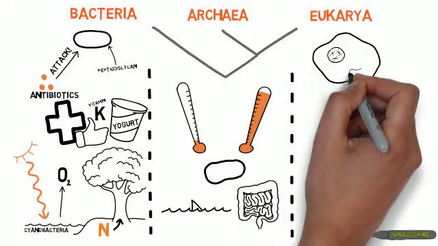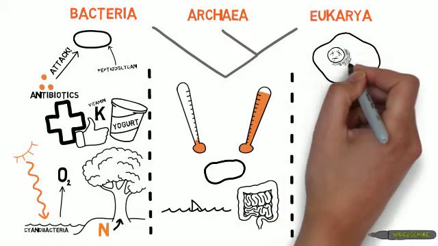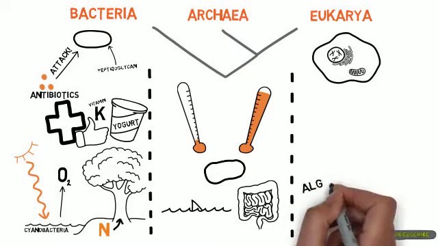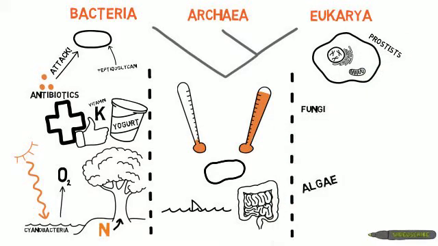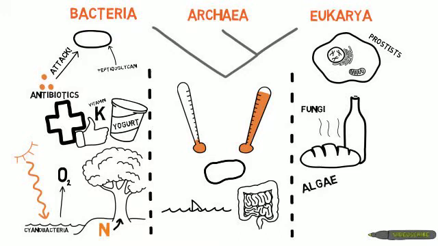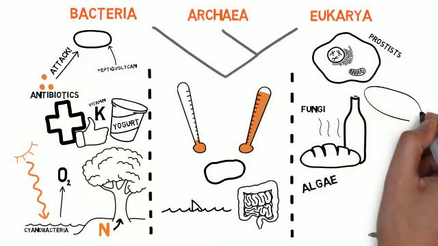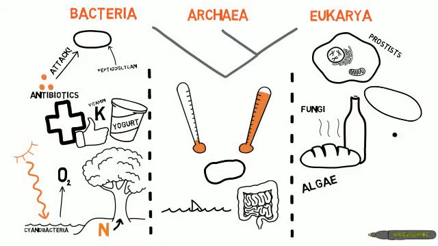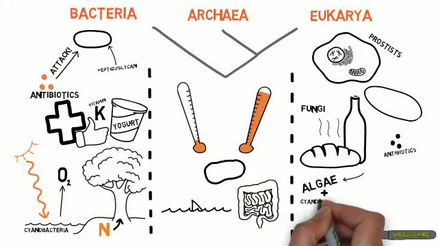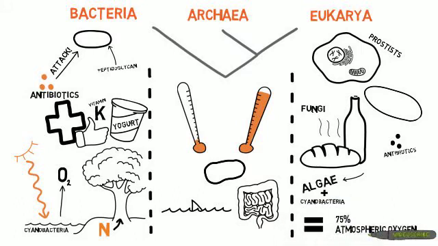Microbes within the final domain, eukarya, have a nucleus and organelles. Microbes such as algae, protists, and fungi fall in this domain. We use fungi for fermentation to make bread, beer, and wine. Remember earlier that I said that we fight bacteria with antibiotics? Well, fungi actually produce these antibiotics. Although plants usually get the credit, algae from the domain eukarya and cyanobacteria from the domain bacteria together produce about 75% of the oxygen in our planet's atmosphere.